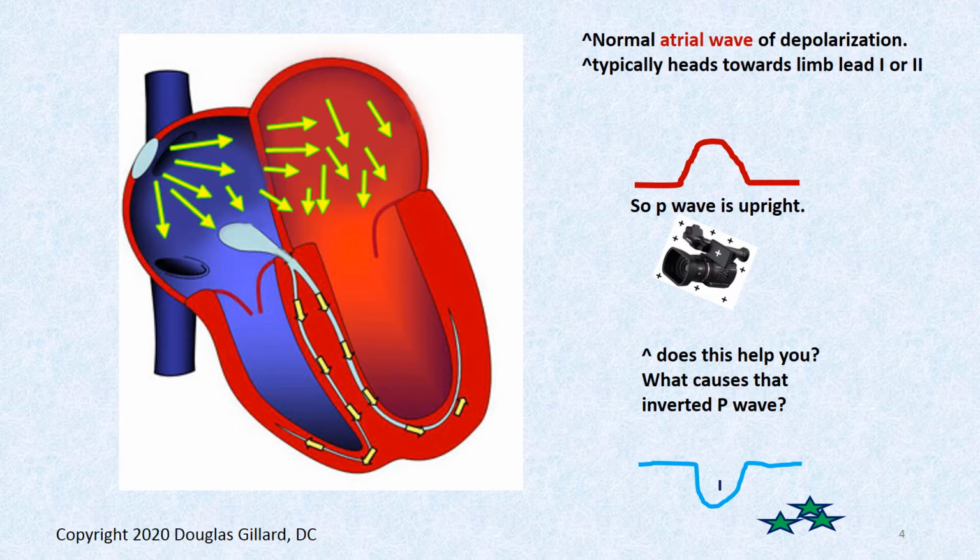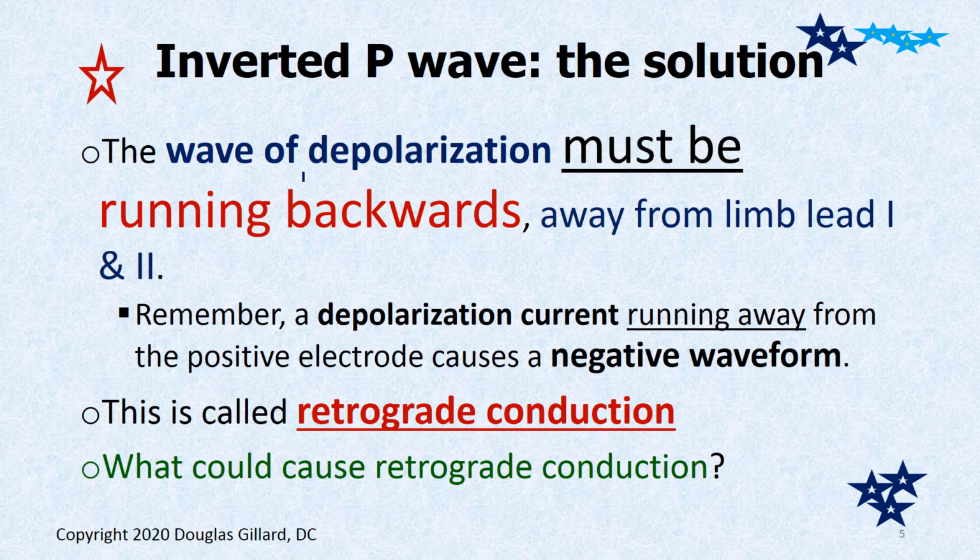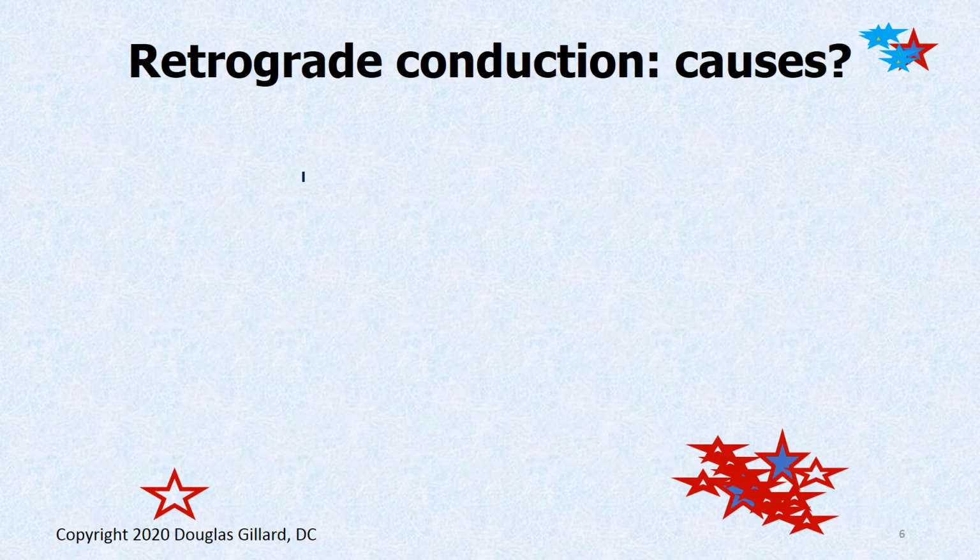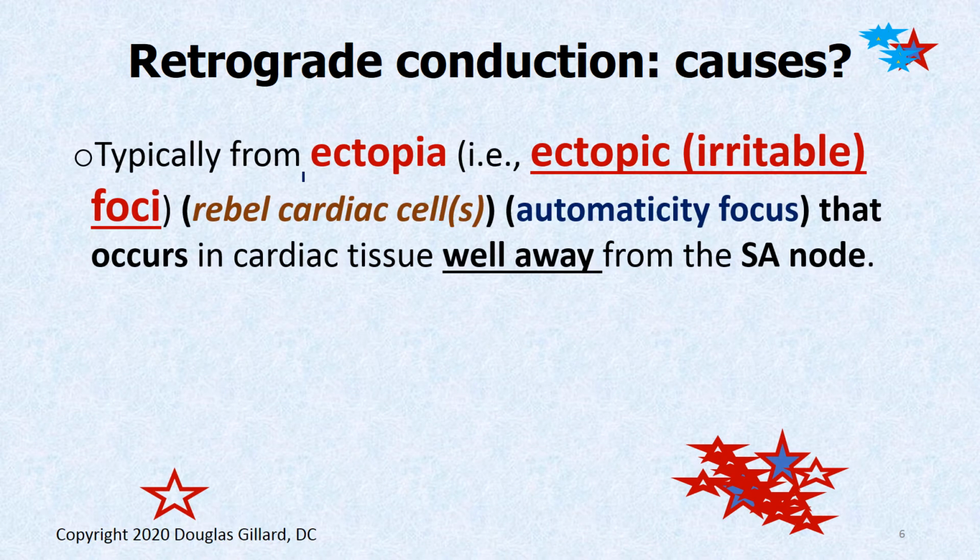So now what could cause this? Just the opposite. Well, it would have to be a current going that way, right? So it's a current moving backwards from limb lead 1 or limb lead 2. If the camera, or the angle of orientation, sees a current moving directly away from it, it draws its wave upside down. So this is an example of what's called retrograde conduction. What are the causes of retrograde conduction?